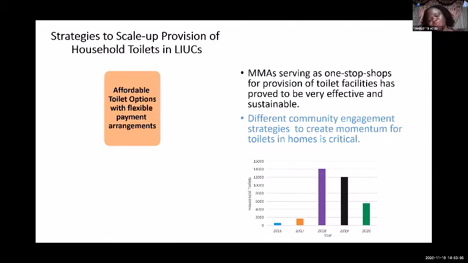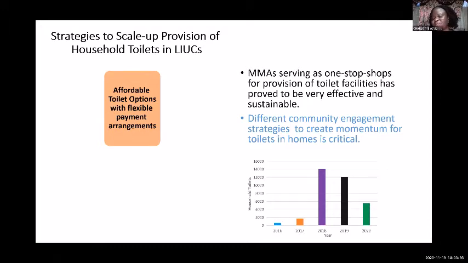And then also we need different community engagement strategies to create momentum for toilets in homes. It's very critical, especially when you go to the coastal areas, their dynamism is different. And when you come to the CBDs, the commercial areas too is different. When you go to the slums, it's different. So we have to use different communication strategies to reach all these people for them to accept.